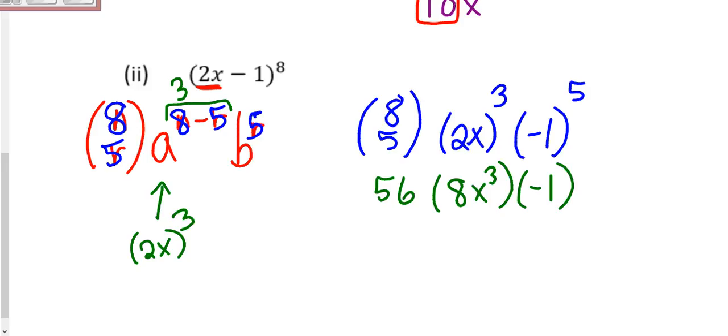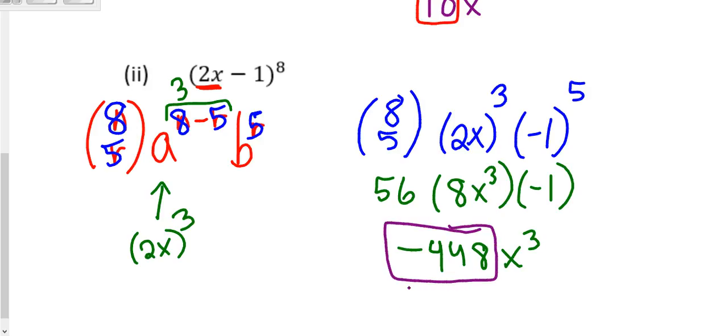And then we need to multiply all of these together. So 56 times 8 times -1 is a negative 448. X cubed, we need to make sure that we are saying that our answer is the coefficient. The number in front is our answer. So -448 is our answer for this one, and we have solved both of these problems.